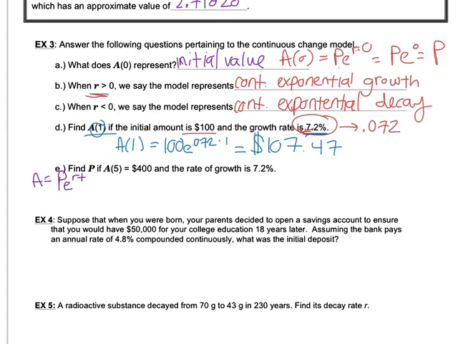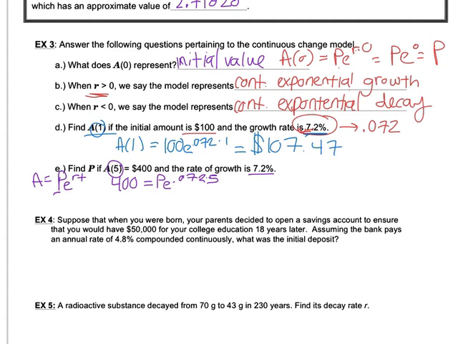It's saying if A of 5 equals 400, and we know the growth rate, then find P, the principal amount. So A of 5 is 400. So that means 400 equals the principal amount we don't know. That's what we're going to solve for. E raised to the RT, where the rate is 0.072, and the time is 5 because we know A of 5 is 400.